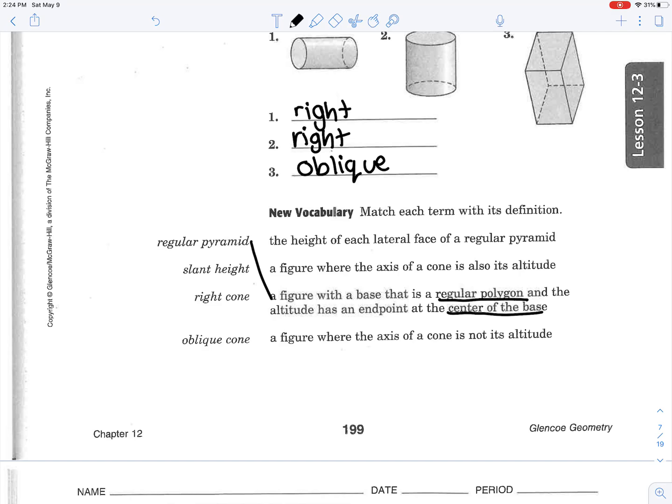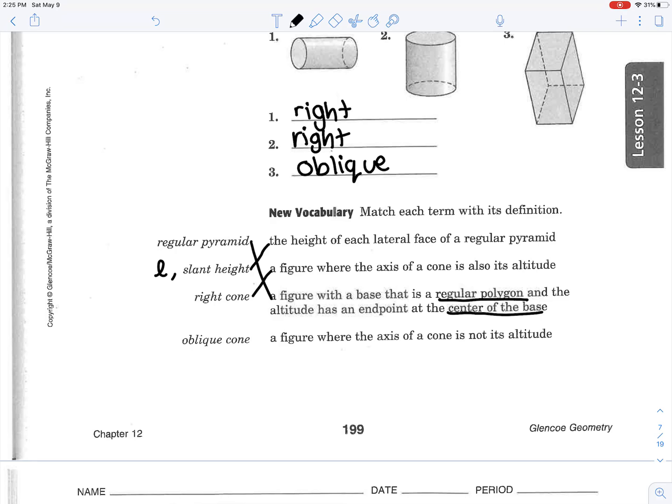Slant height. Slant height is the height of each lateral face of a regular pyramid. It's represented by the cursive letter L. It's slanted. A pyramid, we know, comes to one point at the top, so therefore each lateral face is slanted. It has a slant height.